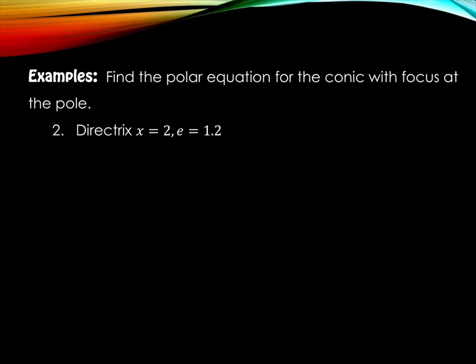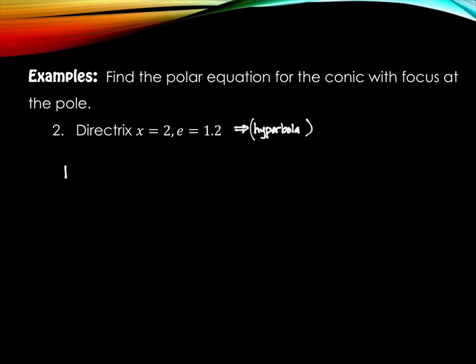All right, so example number 2. We're going to find the polar equation for the conics with focus at the pole. So they give us that the directrix is x equals 2, and that the eccentricity is 1.2. What that tells us automatically is that this is a hyperbola. Now, it doesn't exactly ask us for that, but we're just sort of being aware of it.